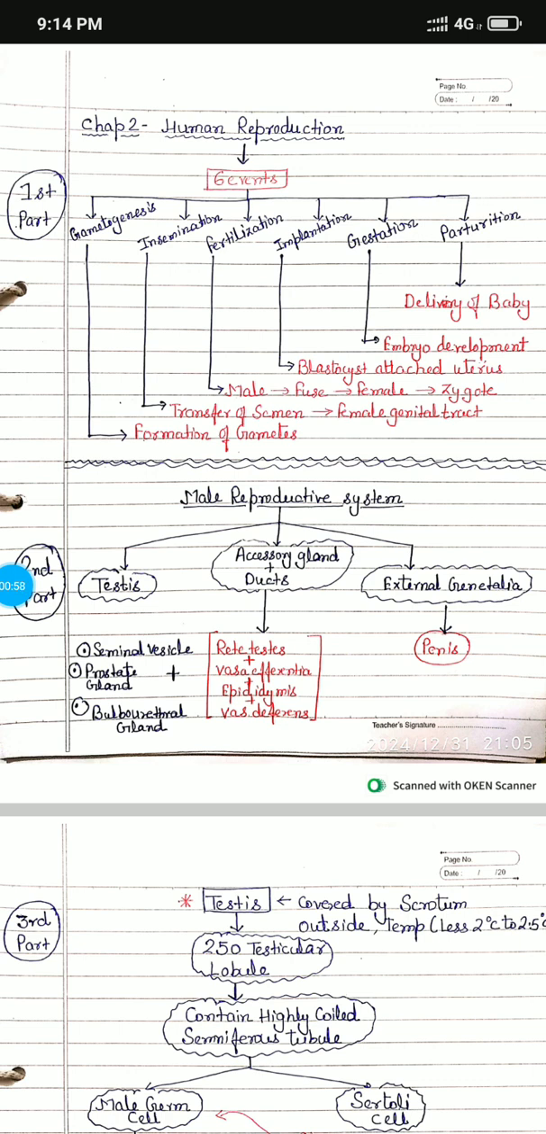So, not taking so much of the time, I'm going to start this chapter, human reproduction. Human reproduction actually is a very important chapter where questions arise in a large way. In human reproduction, there are six events. As you have already seen here, there are six events.